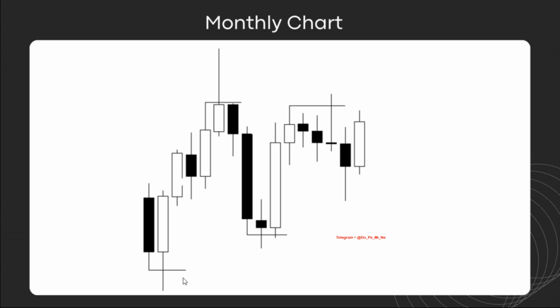Now we know that when price engulfs a candle, that particular candle becomes a key level for us, and price uses that price action for future reference to react off of. Keeping these two principles in mind, let's look at this price action.